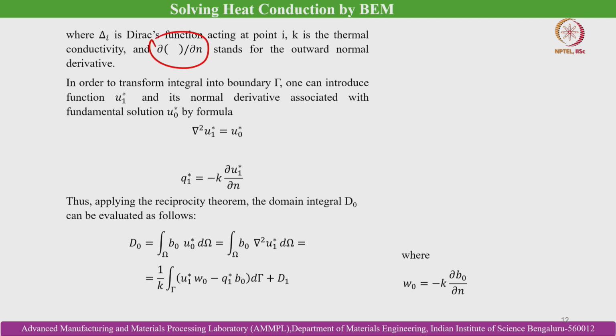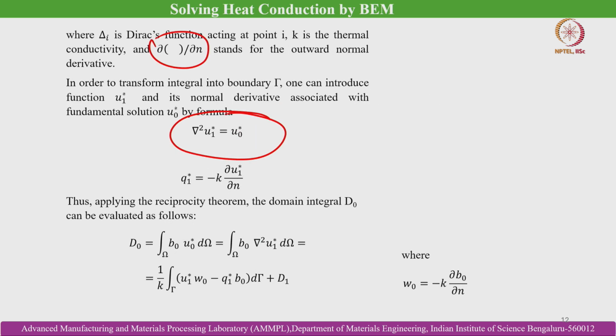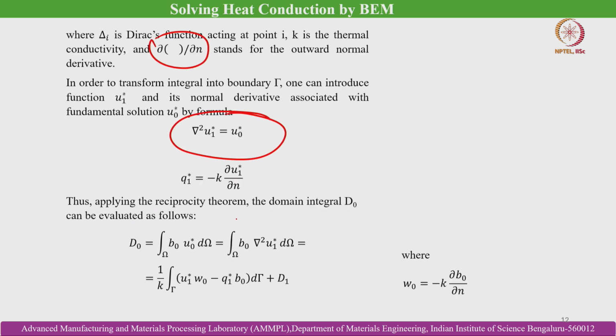In order to transform the integral into the boundary, one can introduce the function u1 asterisk and its normal derivative associated with the fundamental solution u0 asterisk by the formula grad square u1 asterisk equals u0 asterisk, and as we have mentioned earlier, the heat flux q0 asterisk. Similarly, q1 asterisk can be expressed as minus k del u1 asterisk divided by del n. So it is a similar form. Thus, applying the reciprocity theorem, the domain integral D0 can be evaluated as follows. D0 is the domain integral of b0 u0 asterisk d omega, where b0 represents an arbitrary function of coordinates.